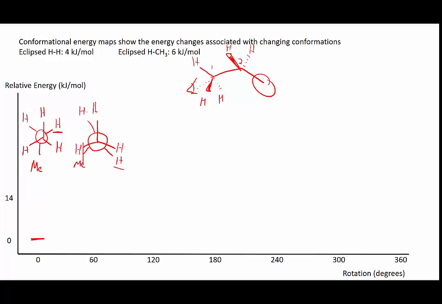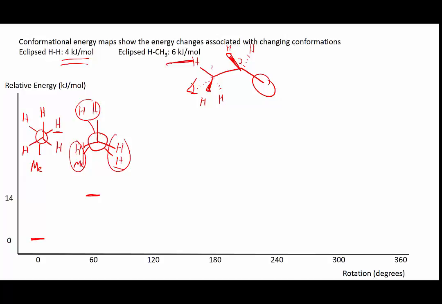So let's compare the energies here. We have 2 eclipsed hydrogens, so that's 4 and 4, gives us 8. But since a methyl group is larger than a hydrogen, there's more energetic strain associated with this eclipsed conformation. In this case, 50% more, 6 kilojoules. So that's this interaction here. So 6 plus 4 gives us 14.